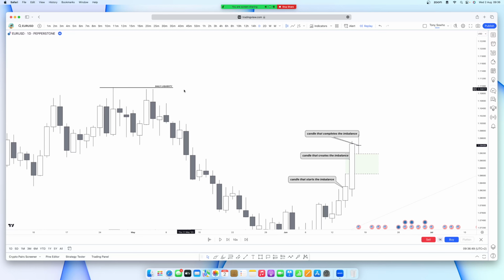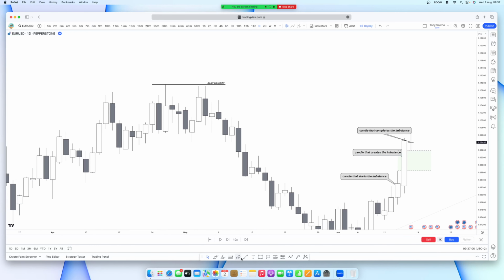Now, where is going to be my entry? Remember, 3 entries. There are 3 entry techniques. I've taught you the first one, mitigation candle. Second one, imbalance. Right, imbalance. And if you look at imbalance, it's something that keeps happening over and over again.